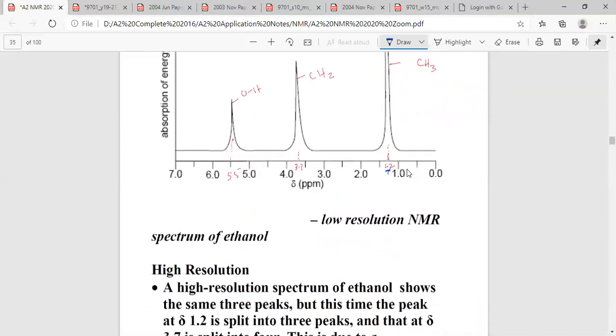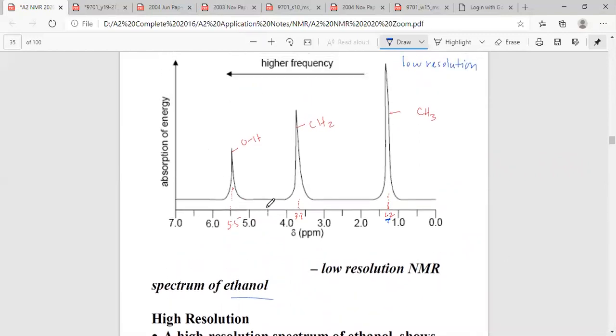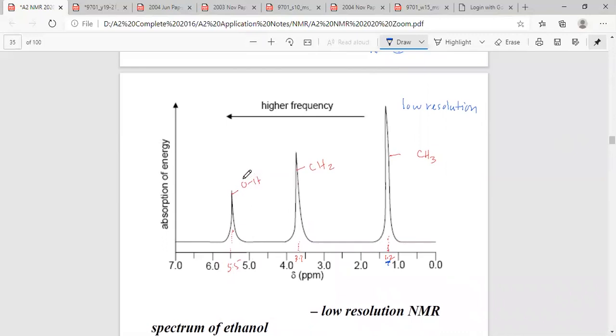All right. So of course, this one is further up here because the oxygen is very electronegative, so it will pull electrons away. So this hydrogen will experience a very large external field. So it's about 5.5, let's say. Now this is low resolution.